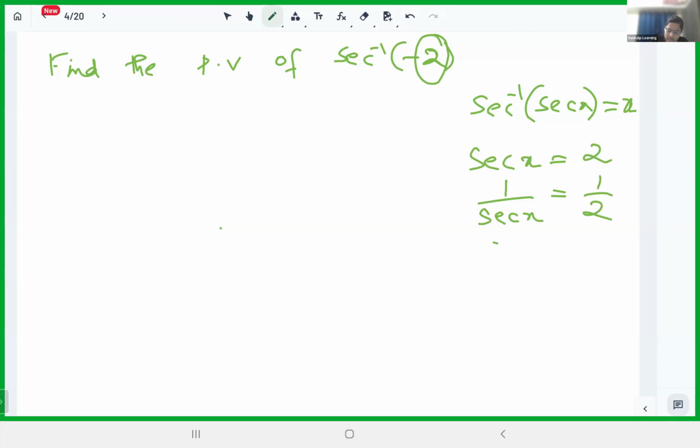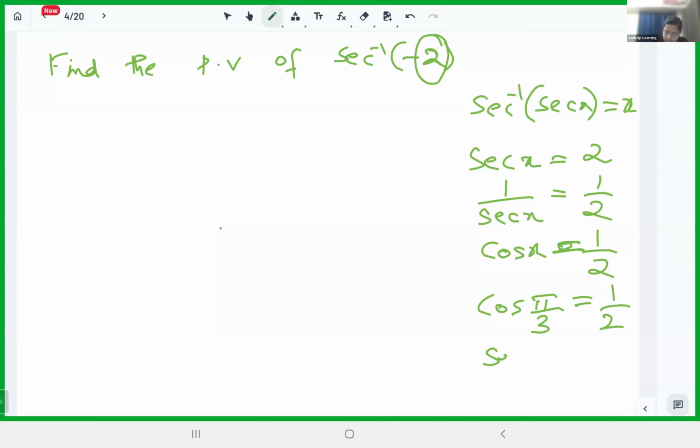What is 1 by sec x? It is nothing but cos x. Cos x is equal to 1 by 2. So which value of angle, or which value of x, for the function cos will give you 1 by 2? Cos pi by 3, right? Cos 60 is 1 by 2, isn't it? So cos pi by 3 is 1 by 2.